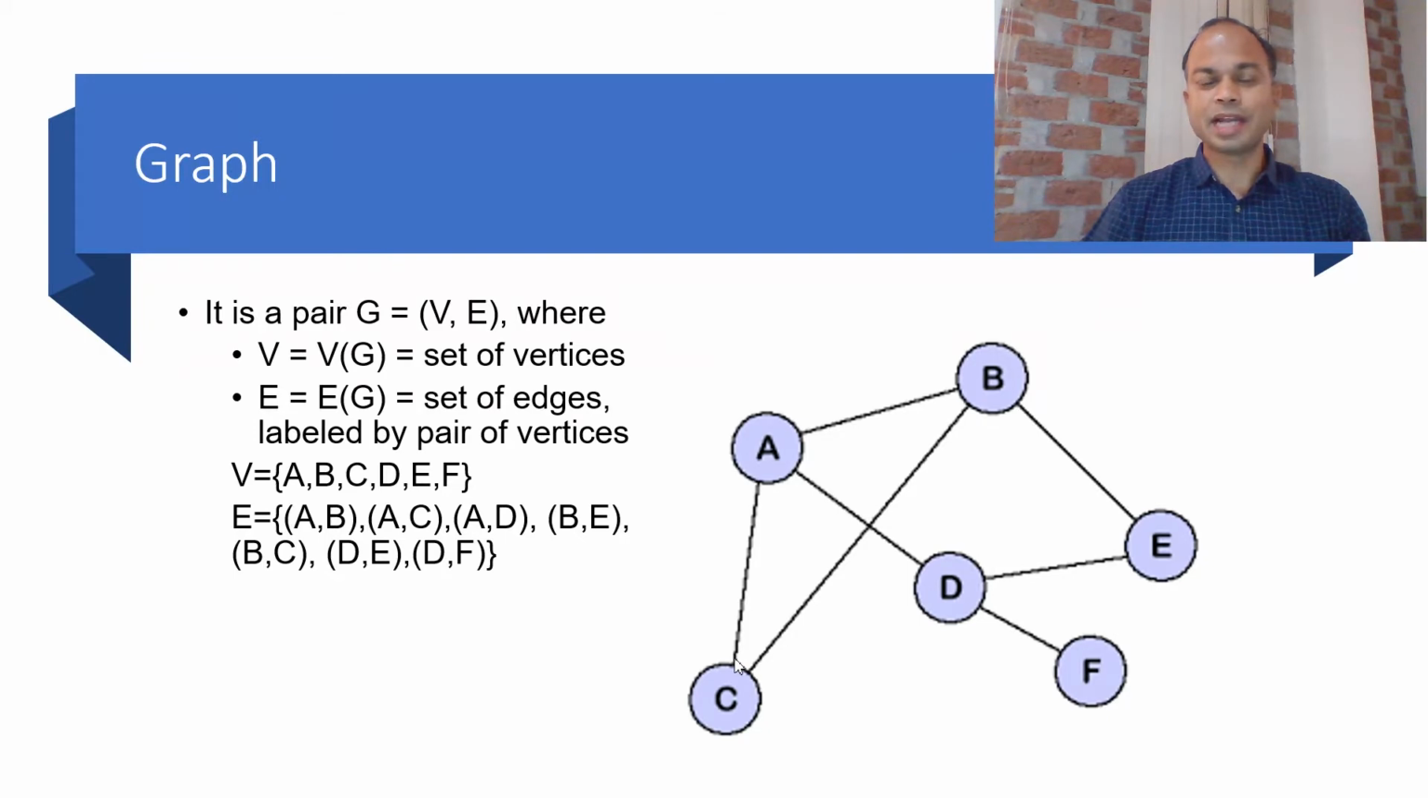If we talk about the graph, then this graph is represented by G, and this G is a set of vertices and a set of edges. If we talk about the set of vertices, then a particular node A is called a vertex, B is called a vertex, C is called a vertex, D is called a vertex, E is called a vertex, and F is called a vertex. So we have this set of vertices, and this set is called the set of vertices.